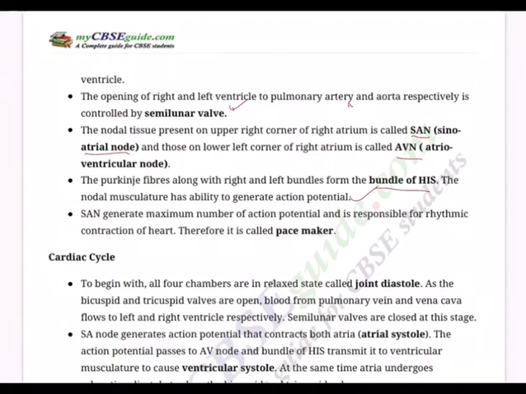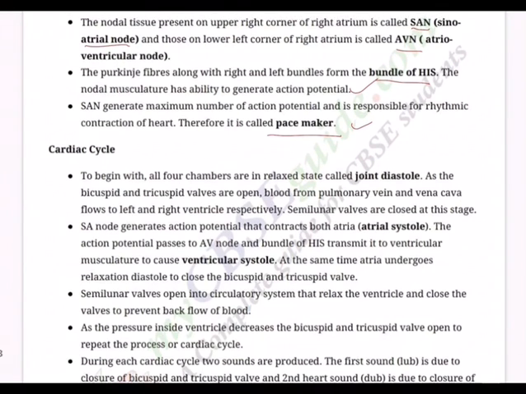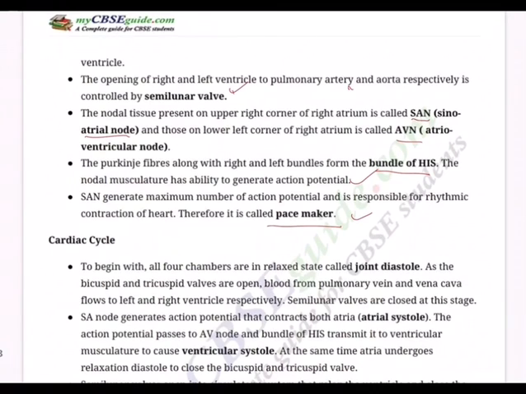The nodal musculature has the ability to generate action potential. SAN generates the maximum, what is SAN? Sinoatrial node. It generates the maximum number of action potentials and is responsible for rhythmic contraction of the heart. Therefore, it is called the natural pacemaker. SAN is the natural pacemaker. You must remember this. In almost all the exams, this will be asked. And in our next class, we will talk about this.